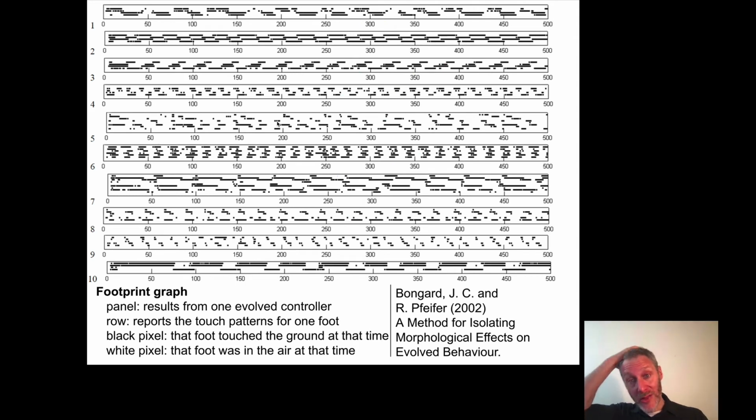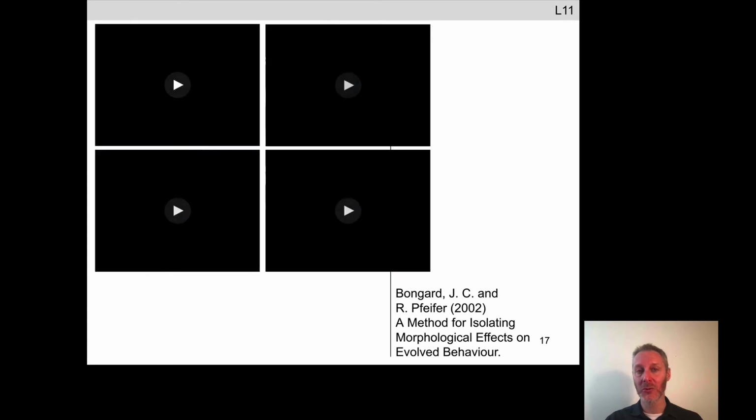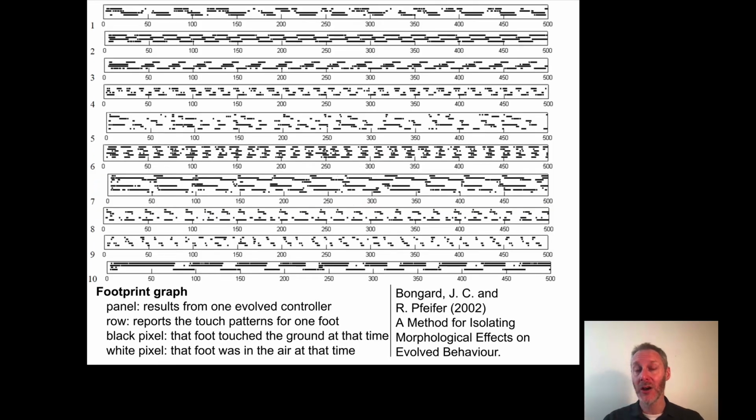We're going to talk about this figure now. What you're looking at are 10 different footprint graphs. This is a particular way of plotting the behavior of a robot or an animal. Obviously, a video is worth a thousand words, but if you don't have recourse to a video, this is a great demonstration statically of how a robot or animal moves. One of the nice things about footprint graphs is it very clearly communicates whether the gait has a clean cycle or not.